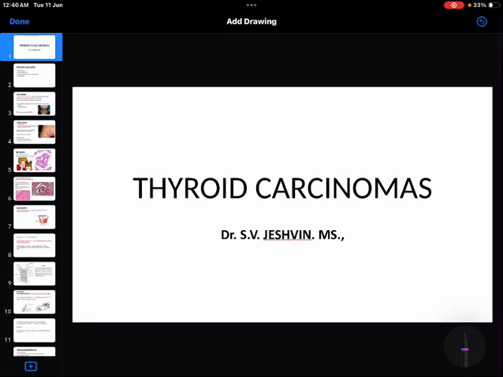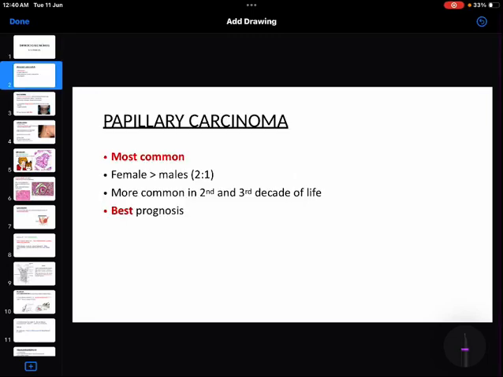Today we are going to see about thyroid carcinomas. There are about 5 major types of thyroid carcinoma, of which first we are going to see about papillary thyroid carcinoma. Papillary thyroid carcinoma is the most common type of thyroid carcinoma. It is more common in females. Overall, thyroid carcinoma is also more common in females than in males. Papillary thyroid carcinoma is also more common in females.